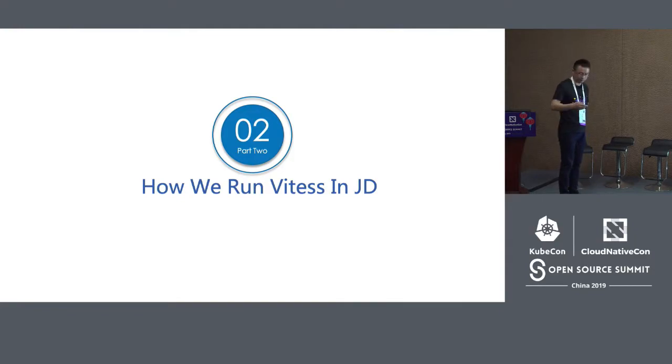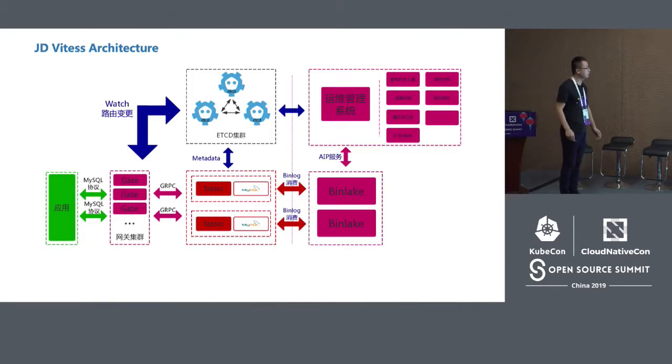Second, I'd like to talk about how we run Vitess in JD. This is our internal architecture. Through MySQL protocols, apps are connected with our VTGate, and the VTGate connects through gRPC with our shards. The shards encompass two components, VTTablet and MySQL. We use etcd for the original data storage, and there is a watch mechanism which watches the routing information and other changes in real time, so that the data can be synchronized with our shards more efficiently.